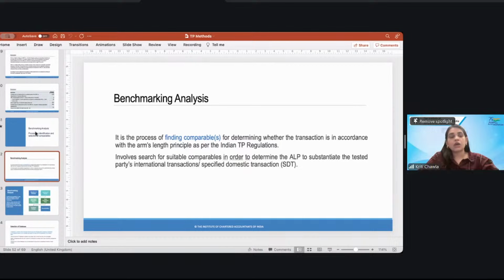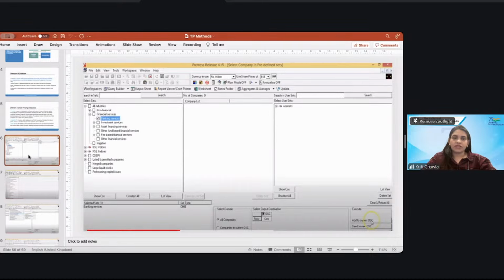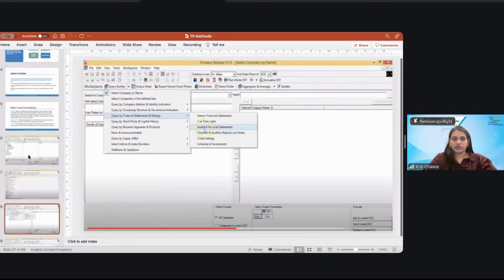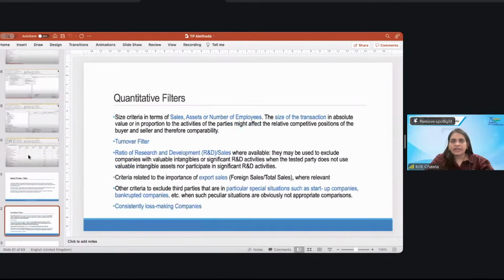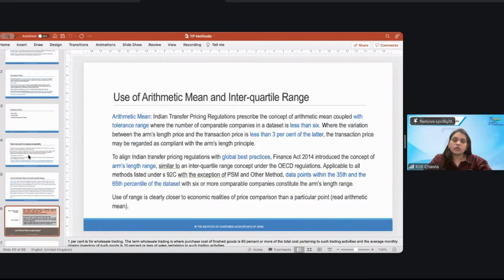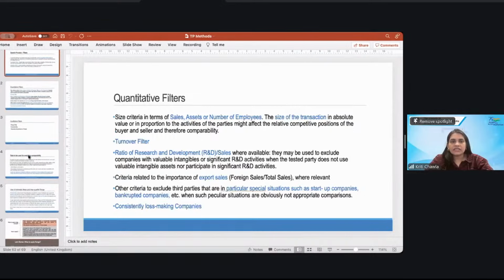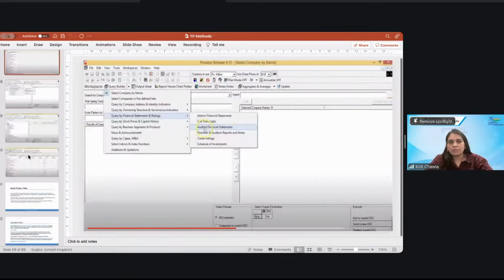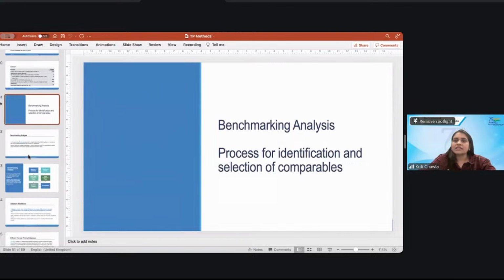I'll help you go through the softwares also, and then we will look at a little bit of technicality, which is using the arithmetic mean and interquartile range and all these things. So let's take a 10-minute break here, come back after 10 minutes, and we'll start with the process of benchmarking analysis.